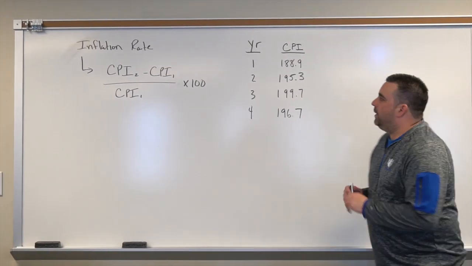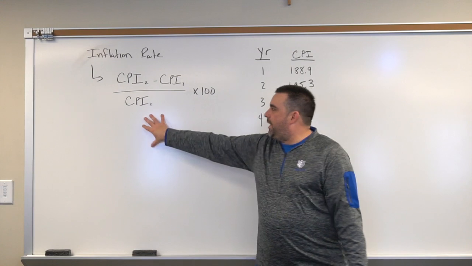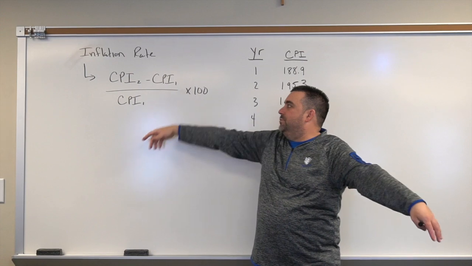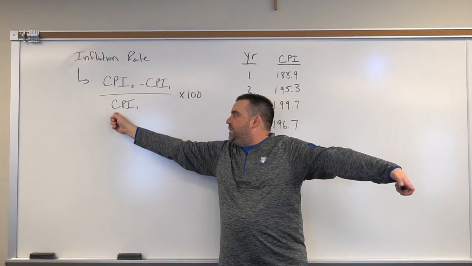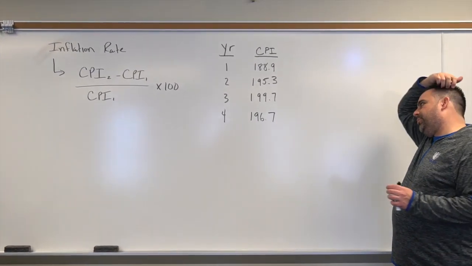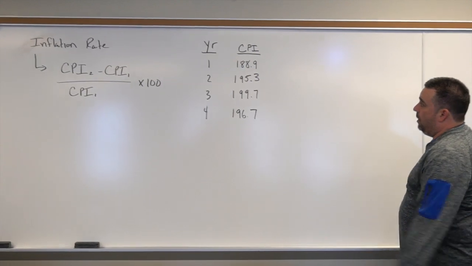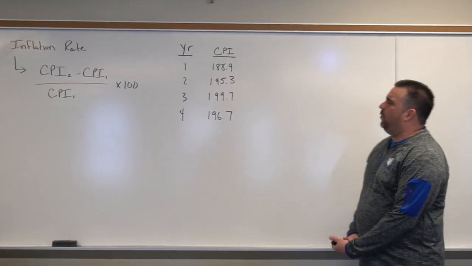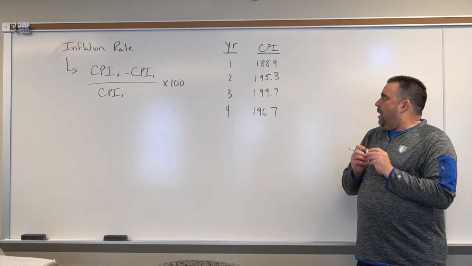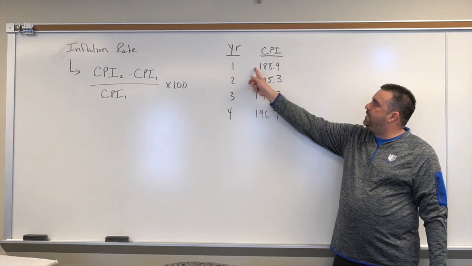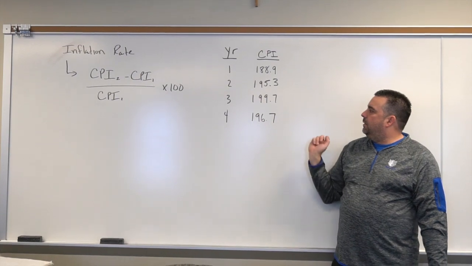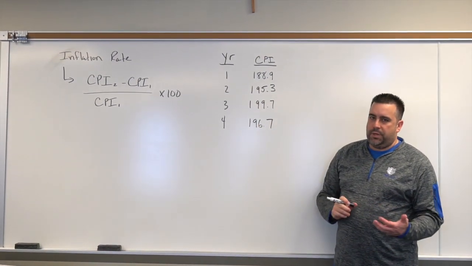So I did a board clear, and all I've done is brought over that last formula we had, saying here's the inflation rate. I'm going to use the CPI values. So CPI2 minus CPI1 over CPI1 times 100. And then I actually made a little chart here. Year 1, 2, 3, 4. These are actually real values from the FRED site for CPIs. I don't remember what years they actually were, but we're going to look at the data here in just one moment. So I've got year 1, 2, 3, 4, CPI values of 188.9, 195.3, 199.7, and 196.7.